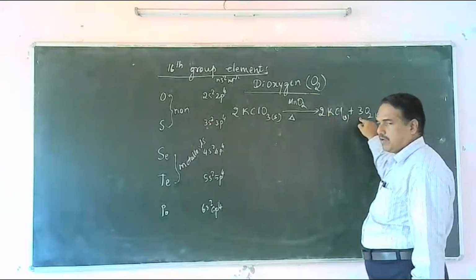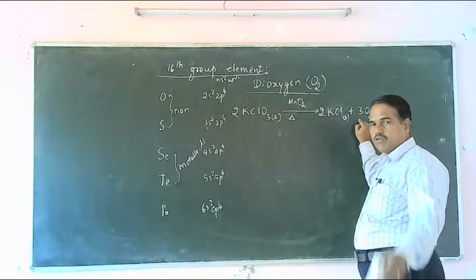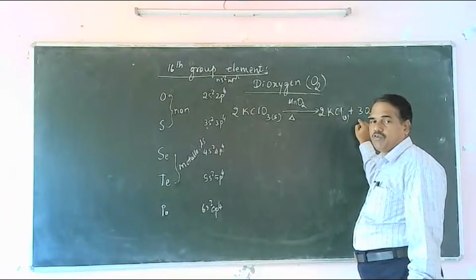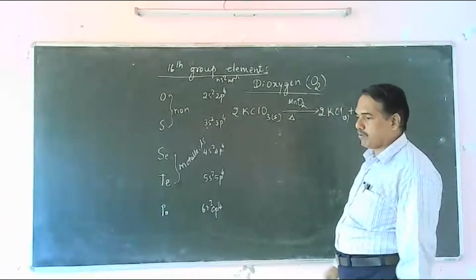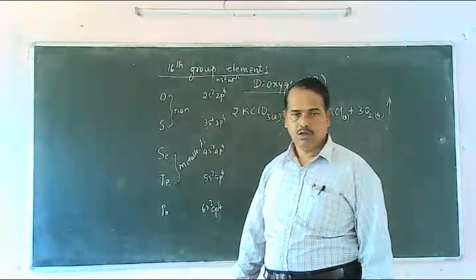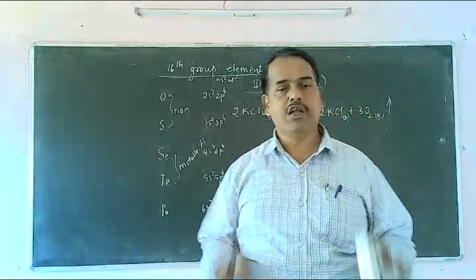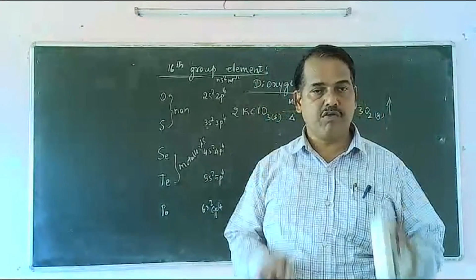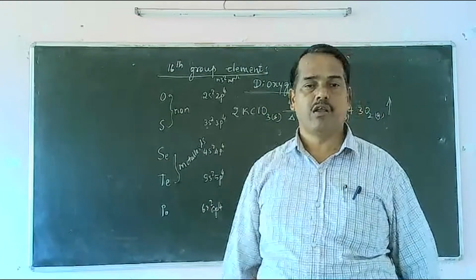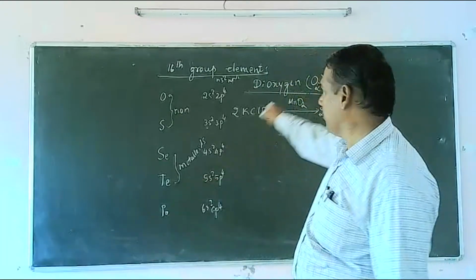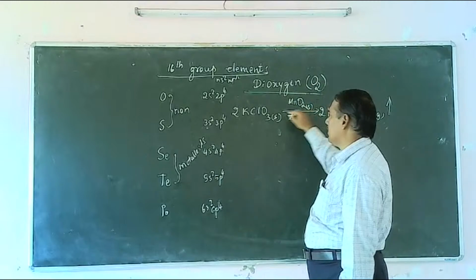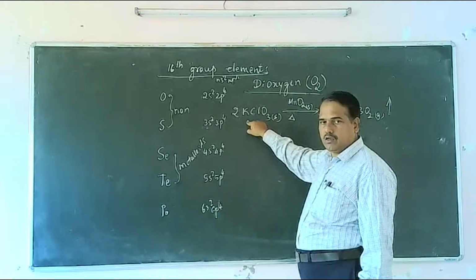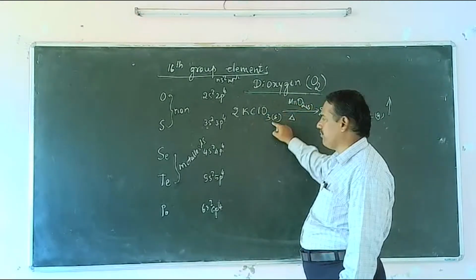So this is nothing but easily we can prepare. See, last year in the annual examination, they asked how dioxygen gas is prepared from potassium chlorate. So it is nothing but by heating potassium chlorate in the presence of MnO2 as a catalyst. It is again a homogeneous catalytic reaction, just to compare: the reactant and the catalyst are in the same phase.